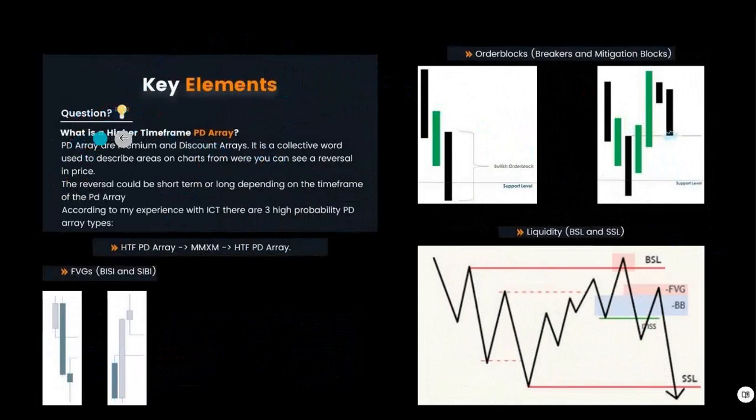Question: what is a higher time frame PD array? PD arrays are premium and discount arrays. It is a collective word used to describe areas on charts from where you can see a reversal in price. The reversal could be short-term or long, depending on the time frame of the PD array. According to my experience with ICT, there are three high probability PD array types.